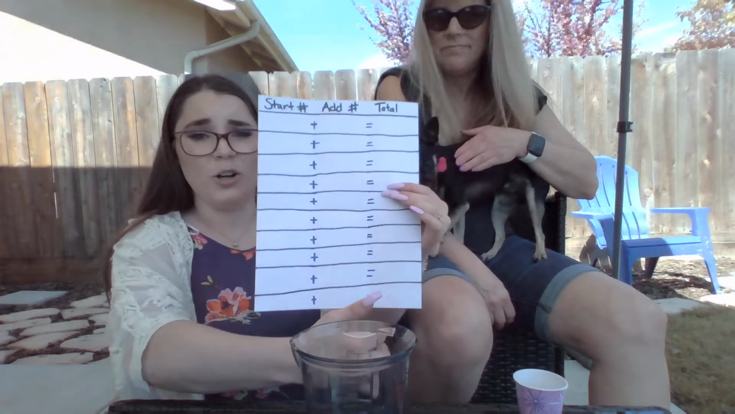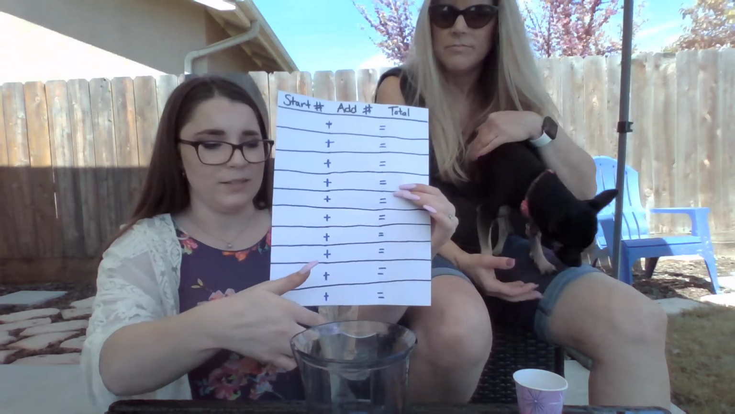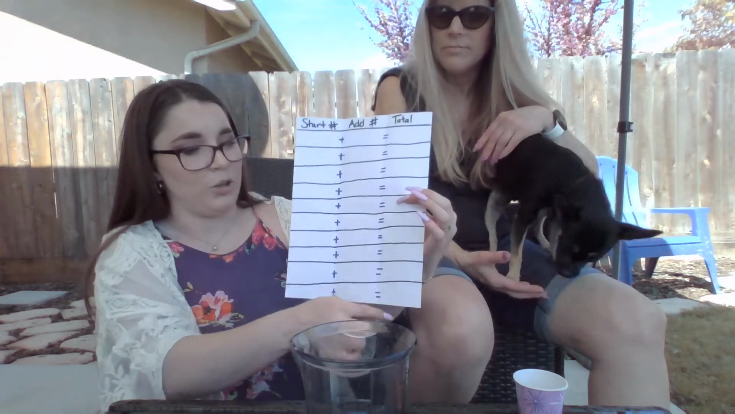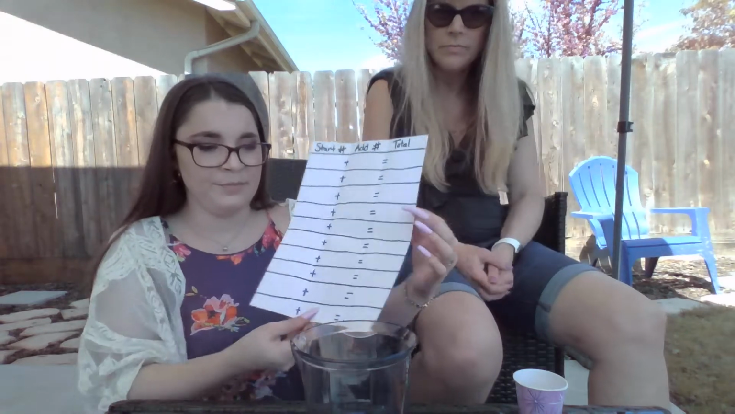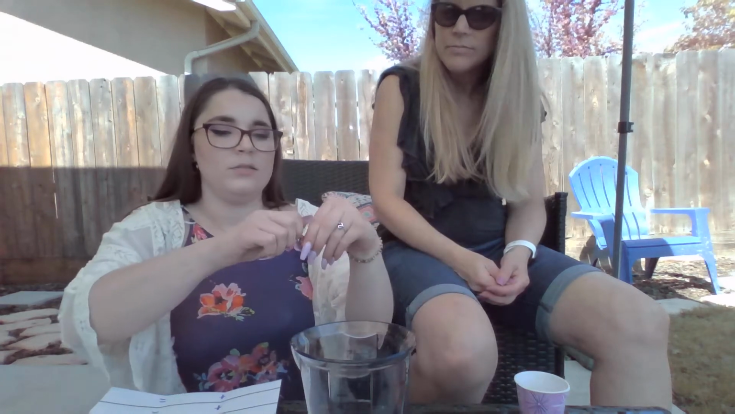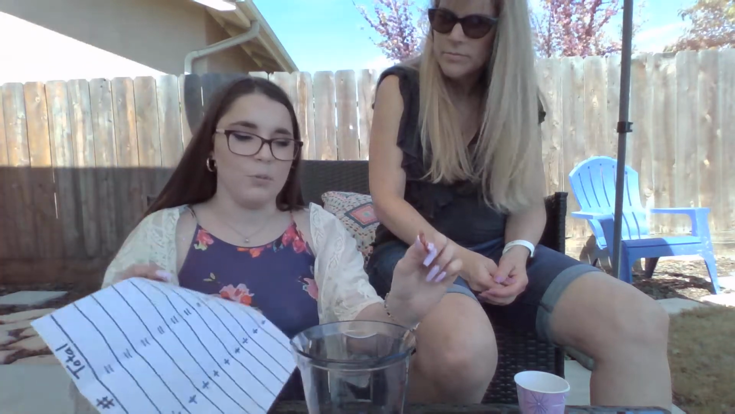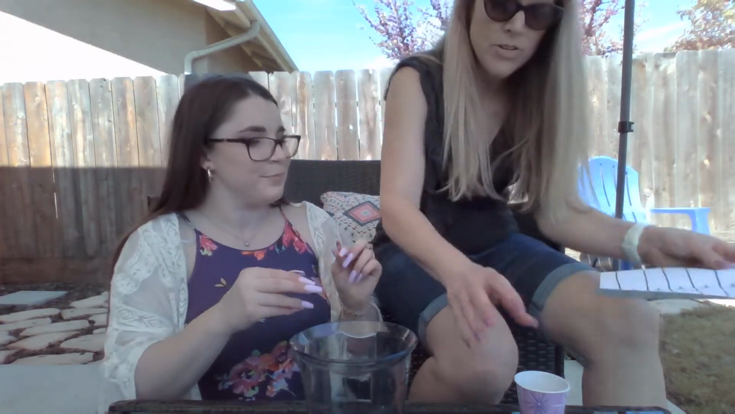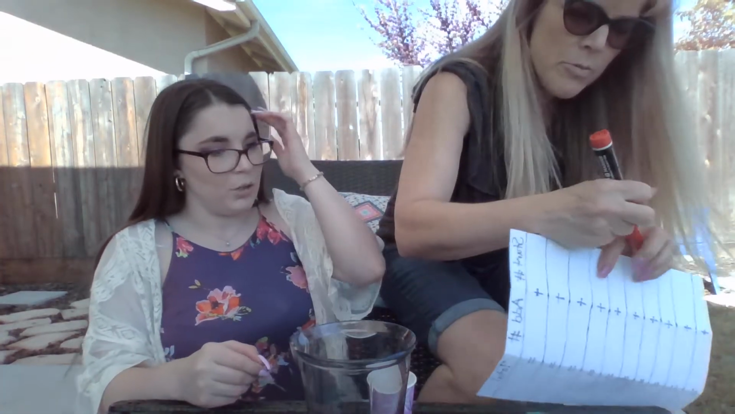And then this column is the total amount of beans. So I'm not sure if we're going to get all the way to the end, but we'll see. So we'll start off first. We're going to start off with one little bean. It's a little human bean. So we'll write down that we have one bean. So right here where it says start? Yeah, so we'll have one bean.